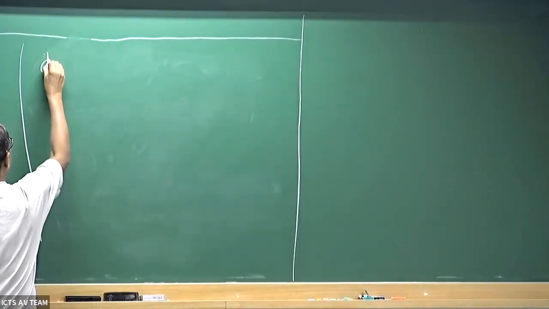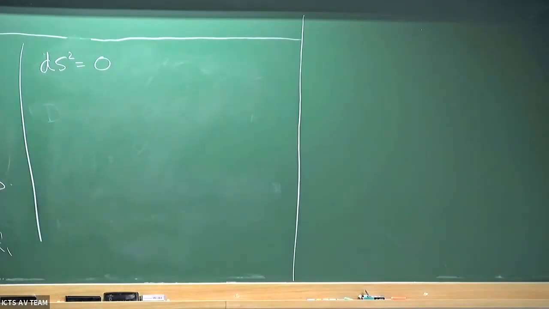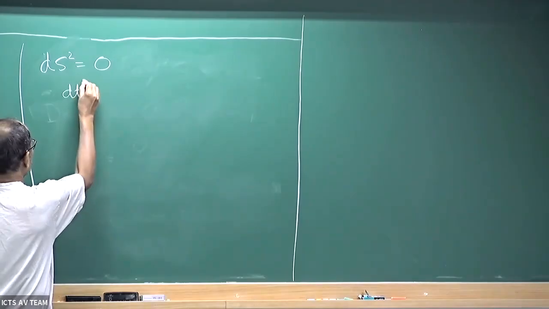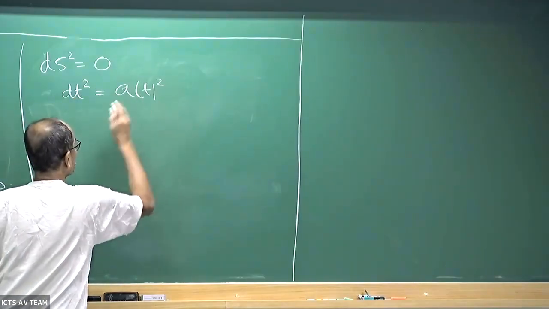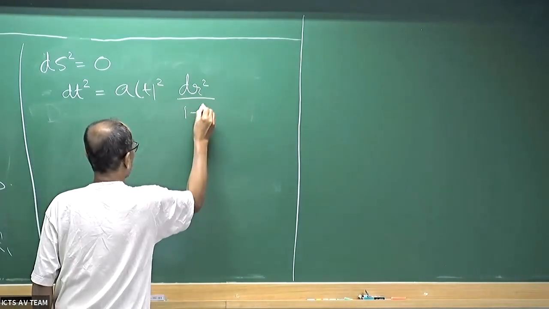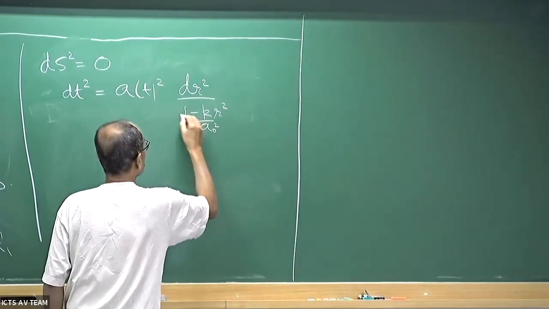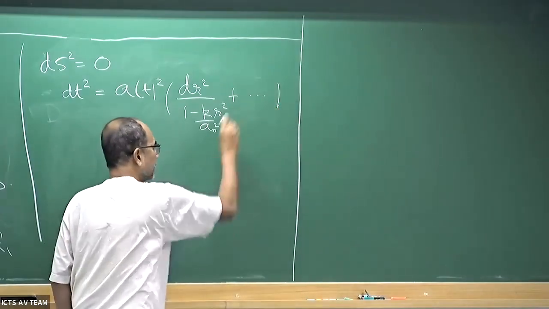So the light travels along a null ray, ds squared equal to 0. Right? So this means that dt squared should be a(t) squared times dr squared over 1 minus k r squared, plus theta and phi terms. I'm going to argue that these are 0.